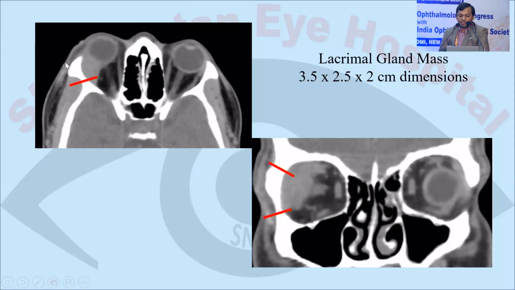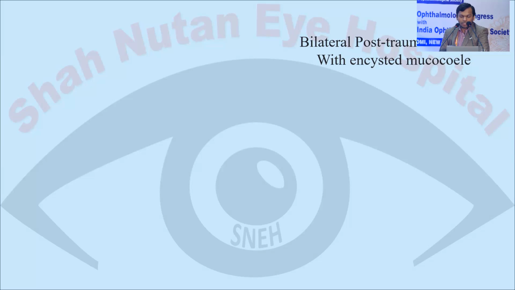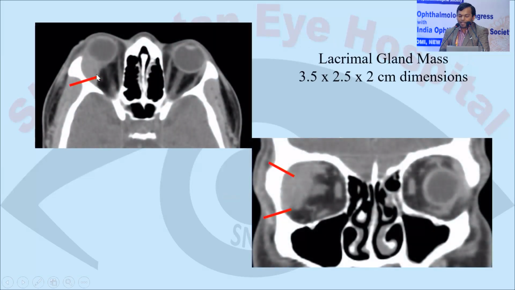As we can see here in the first image, since the mass is not going into the posterior third of the orbit, a simple lateral orbitotomy with breaking of the bone at the junction of zygomatic and greater wing of sphenoid can help. And the coronal view helps us determine the anterior extent of where the incision should be placed. In certain cases, when it's too far posterior, when it's invading the posterior orbit as well, we may have to chip off the greater wing of sphenoid to access the orbital apex.